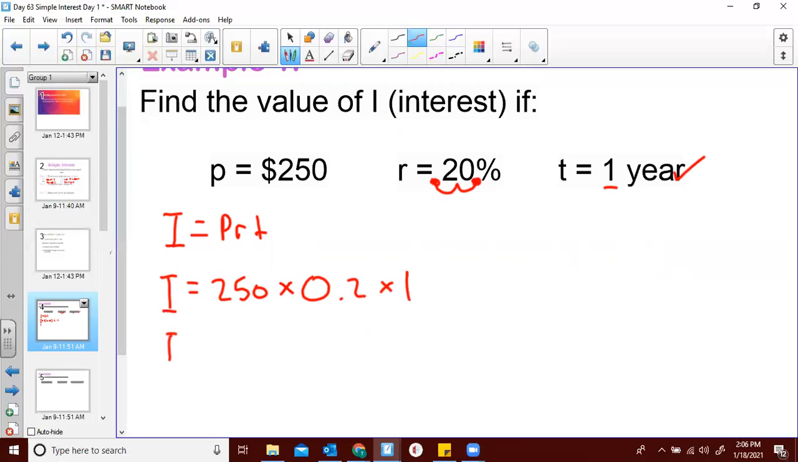And when you plug this into a calculator, you will get $50. All right, so that's just what your interest is going to be.